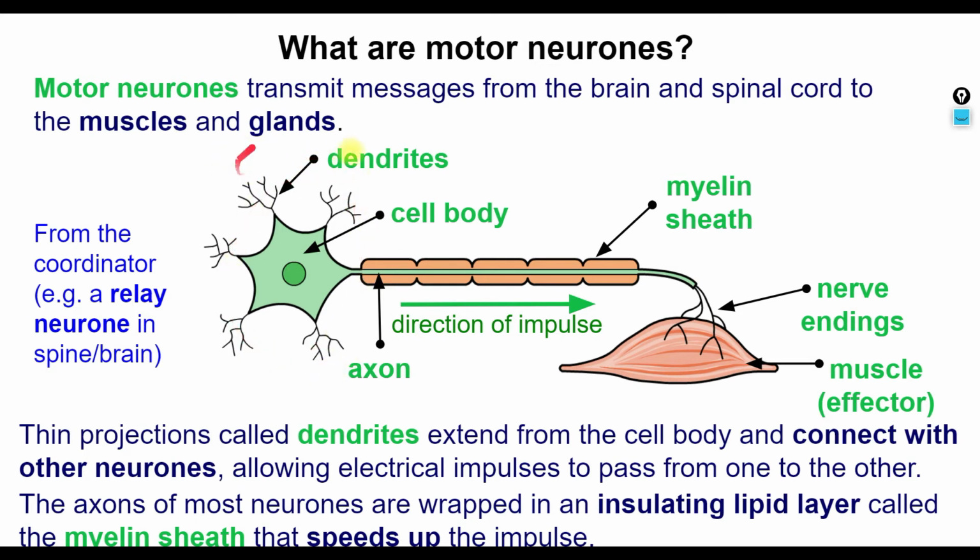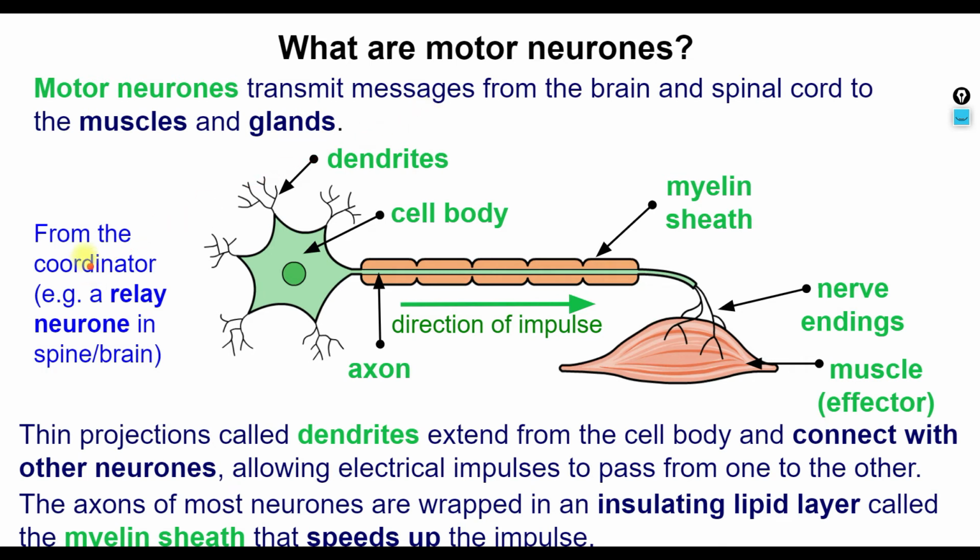Remember, dendrites, they're the little branches. They're at the beginning of the neuron. I know it's the beginning of this neuron because the impulse is moving from left to right. The impulse only goes in one direction, from the start of the neuron to the end of the neuron, where our nerve endings are, the little branches.